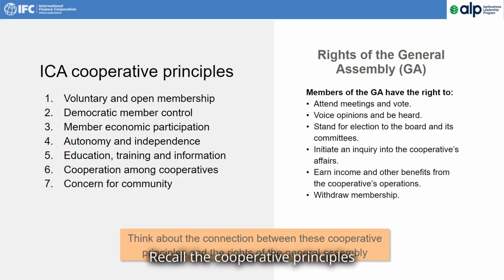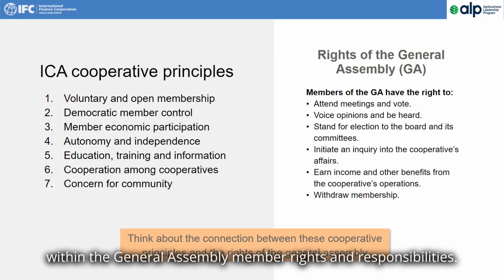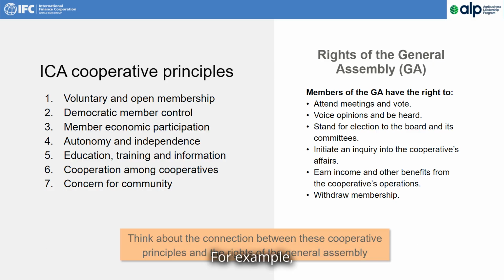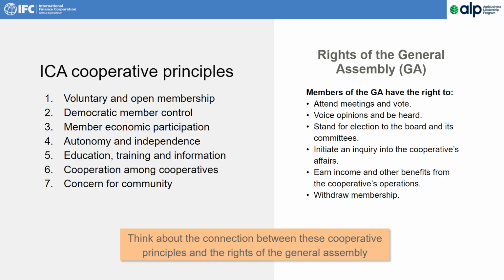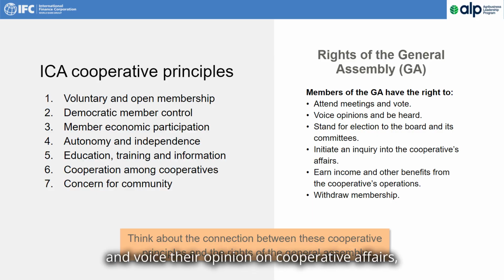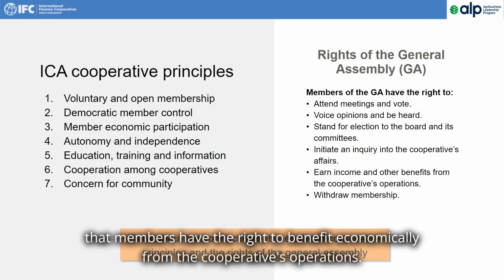Recall the cooperative principles and notice how they are expressed within the General Assembly member rights and responsibilities. For example, voluntary membership means that the members have the right to withdraw their membership. Democratic member control means that members have the right to vote and voice their opinion on cooperative affairs. And member economic participation means that members have the right to benefit economically from the cooperative's operations.